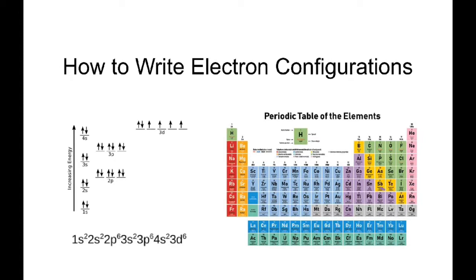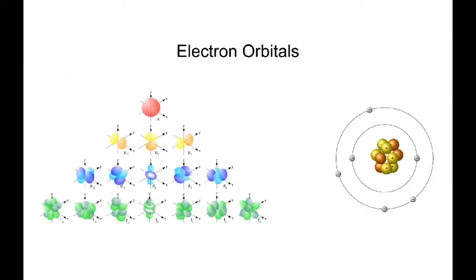In this video, I'll explain how to write electron configurations. Electron configurations are a way to map where electrons are in atoms.